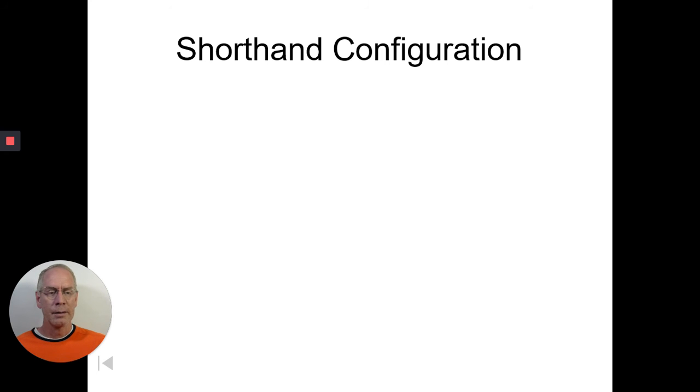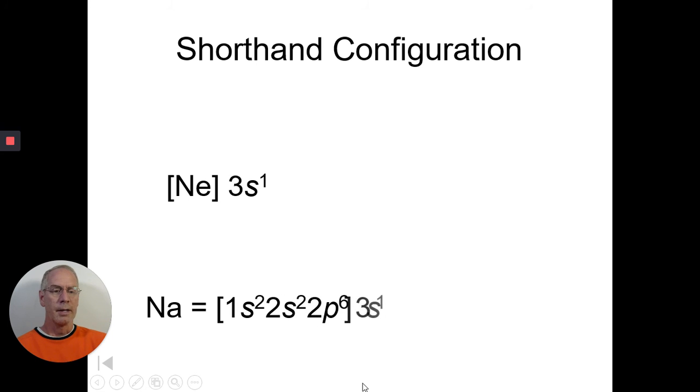And finally, here's some shorthand. Now, if I write neon 3s1, using a periodic table, you can find that the third period, the s block, the first element, is sodium, element 11. So when I look at this, if you were to write out sodium, it would be 1s2, 2s2, 2p6, 3s1. That would be it. And then you're going from sodium to neon.